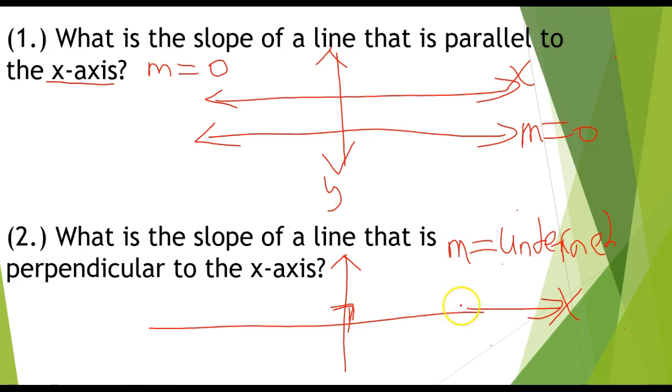So any line that will be parallel to the y-axis will be perpendicular to the x-axis. So any line that is perpendicular to the x-axis will also have an undefined slope.